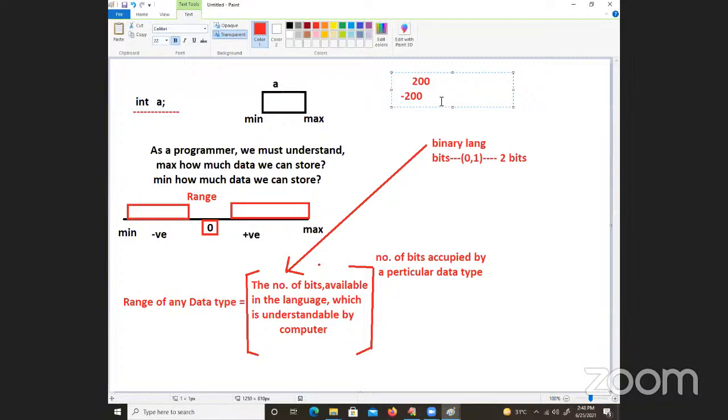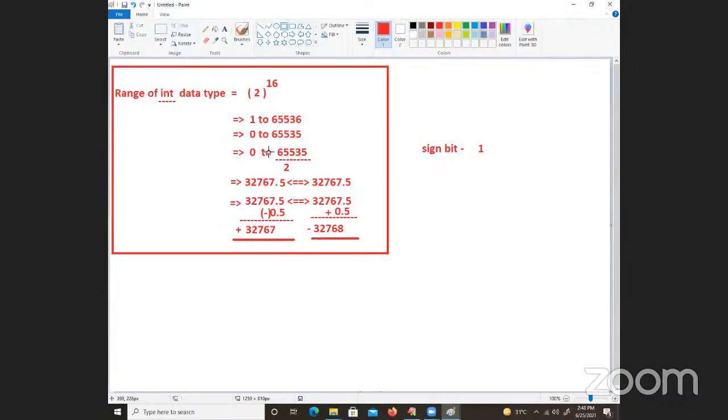A negative. That means if one range is coming, 65,535 is the range that I divided by 2. Why by 2? One is a positive number, one is a negative number. I hope you are understanding. I hope you got it. So this part is done. That's why two partitions are available.